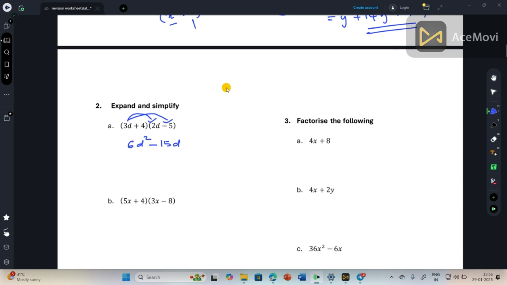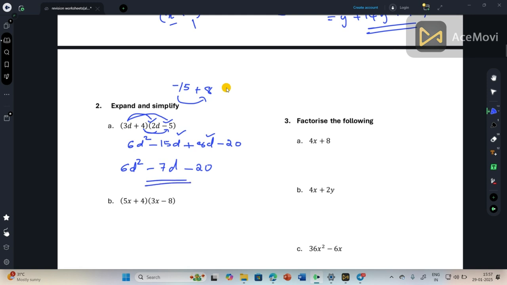Now we can do it for 4 times 2d, that is positive, and 4 times 2 is 8, 8d. Then 4 times minus 5, positive 4 times negative is negative, and 4 times 5 is 20. Now we can check is there any like term. So in the middle portion, minus 15d plus 8d are like terms. We can add that. So it's 6d square, and minus 15 plus 8 is minus 7d, minus 20. So this one is the expanded form.